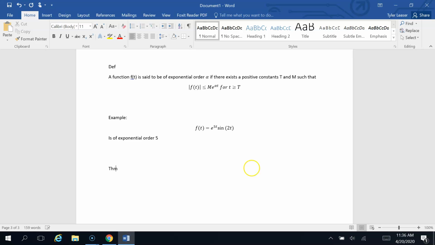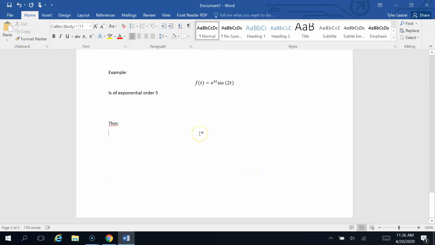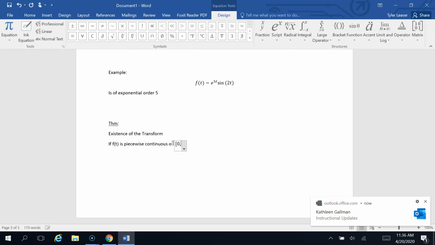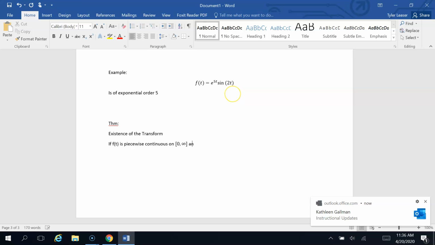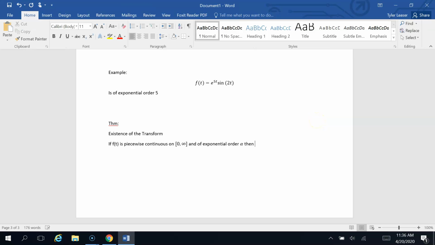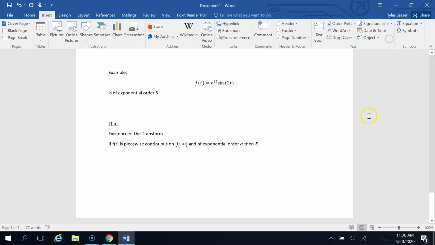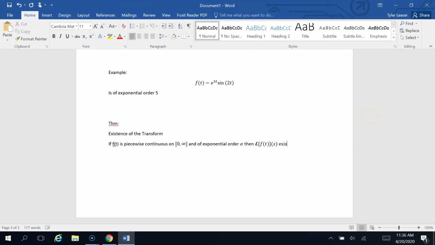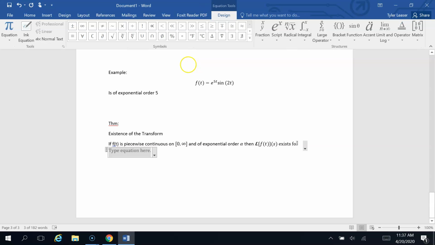Okay, and one last thing we're going to write down, and this is the whole point of all of these definitions. So here's a quick theorem. This is the existence of the transform theorem. Okay, and it's real quick. If f of t is piecewise continuous on the interval from 0 to infinity, and of exponential order alpha, then the Laplace transformation of f of t, F of s, exists as long as your s is greater than alpha.